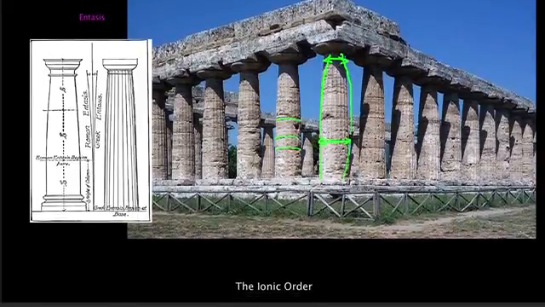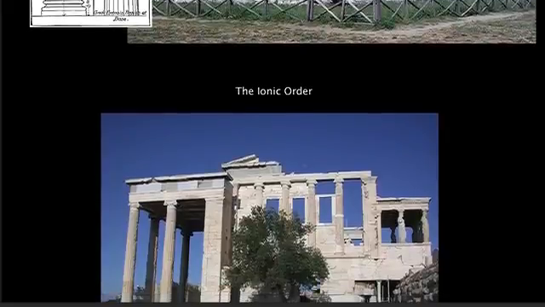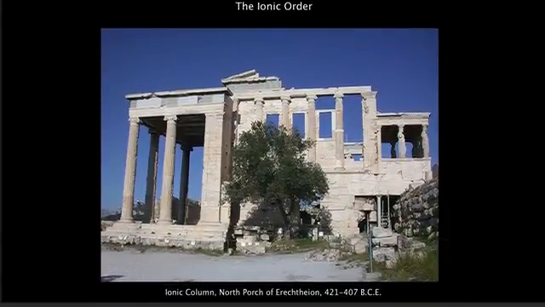So let's look at the Ionic order, which emerges shortly after the Doric order. Here's another building on the Acropolis. This is the Erechtheion. This is such a different aesthetic. There's such a sense of delicacy here. There is not that sense of mass, that sense of the muscularity of the buildings that we associate with the Doric. And in fact, Vitruvius, the ancient Roman architectural historian, saw this as a more feminine order.